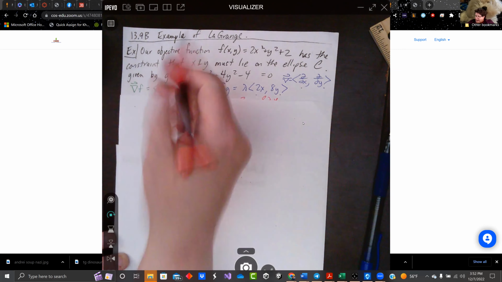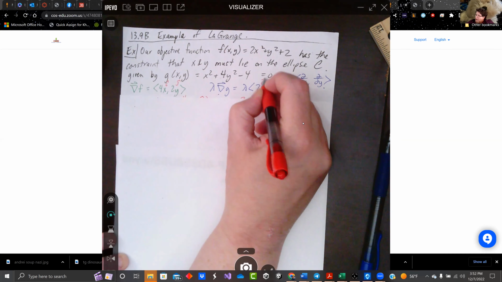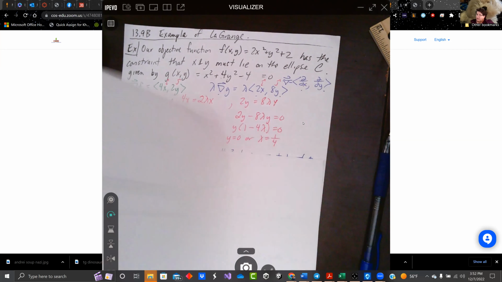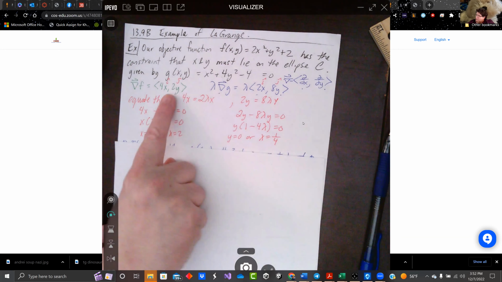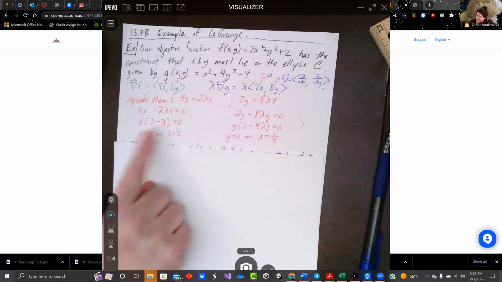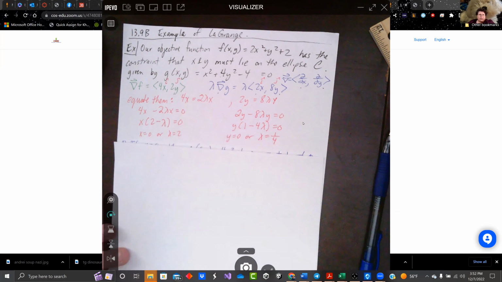This is our i hat direction, our j hat direction, and we're going to match those up, i hat to i hat. So if I equate the i's, I've got 4x equals lambda times 2x. If we get them all on one side, factor out an x, since the right side is 0, we can use the zero product rule, and either x equals 0 or lambda equals 2.